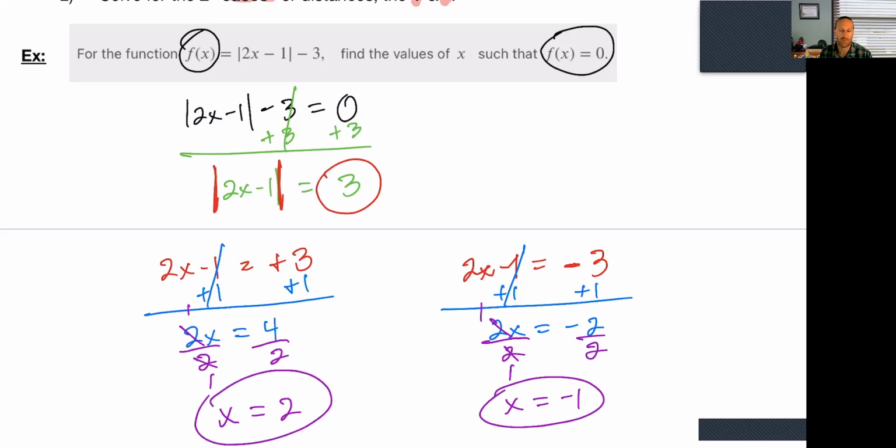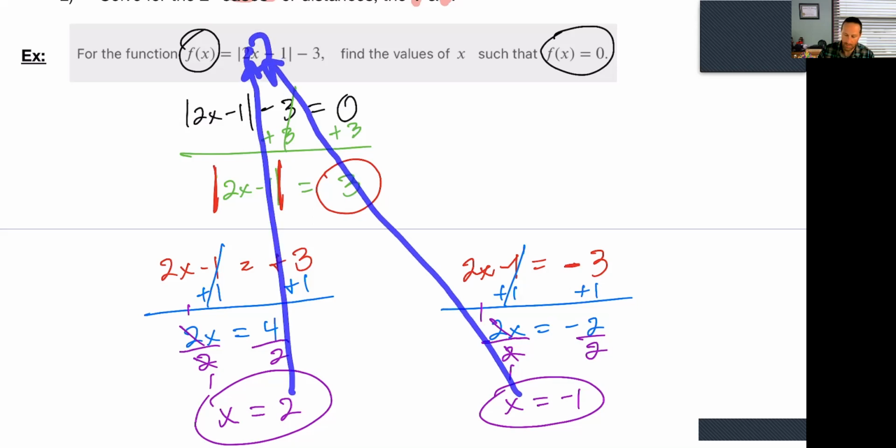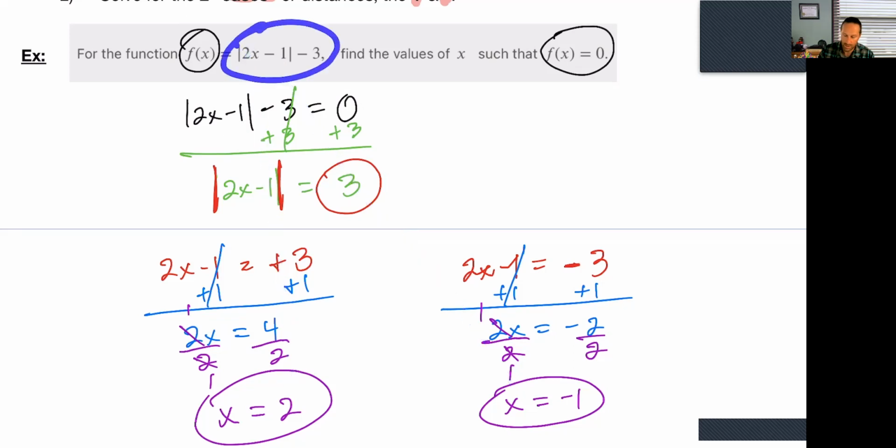And guys, how do you know if you've done this correctly? You simply plug it into the original one at a time for x, work this out to make sure that you get whatever value they give you, in this case, a 0.